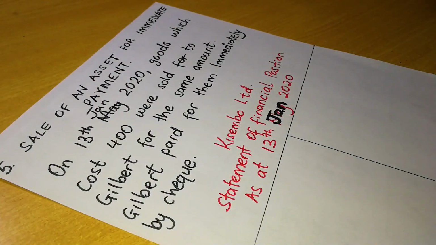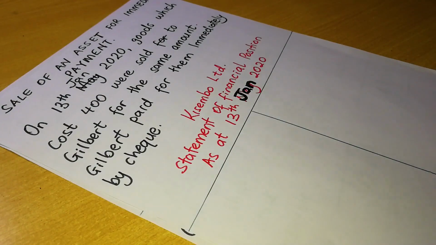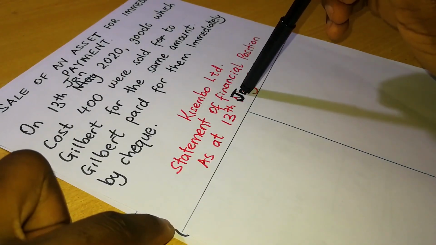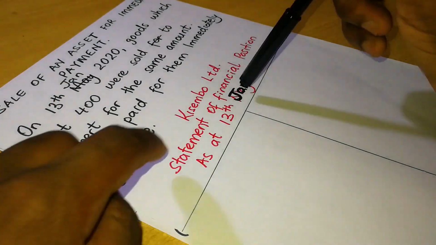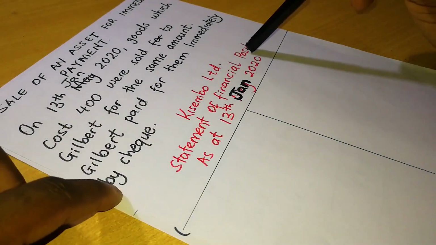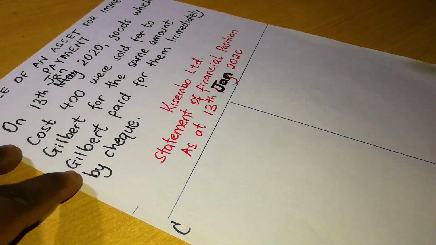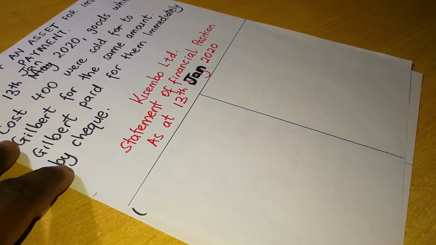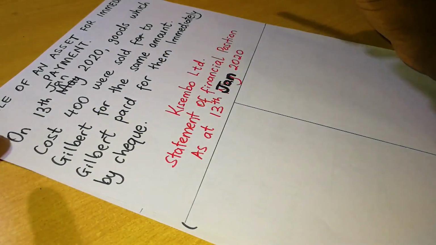So next transaction, we are having a sale of an asset for immediate payment. Now we are selling something and we are getting cash immediately on 13th January 2020. So because it is 13th January 2020, it means that our balance sheet will be as at 13th January. So we are looking at transactions from 13th January backwards. But we are looking at how the business is standing as at this very point. So on 13th January 2020, goods which cost 400 were sold to Gilbert for the same amount. Again, here we are looking at the same scenario whereby goods are being sold without profit.